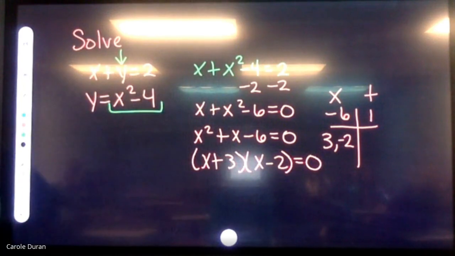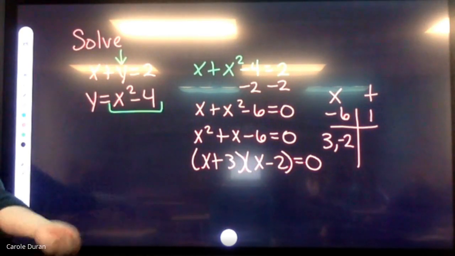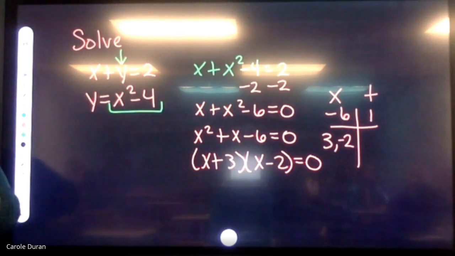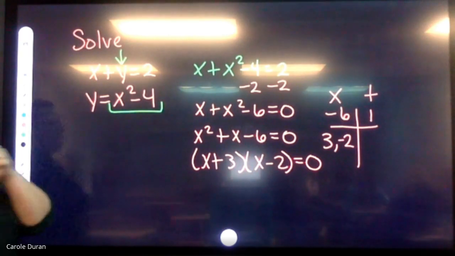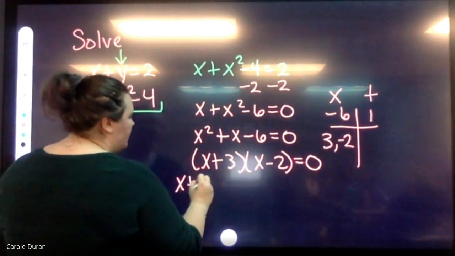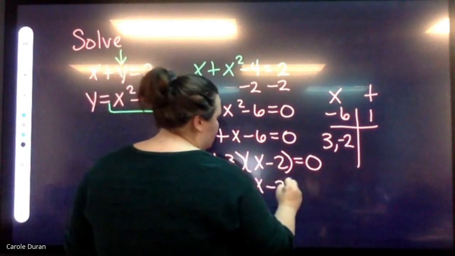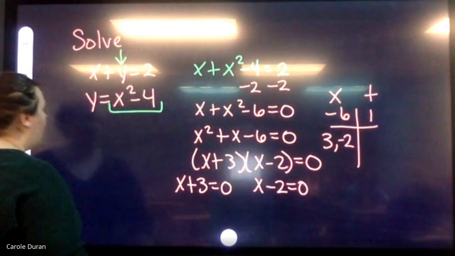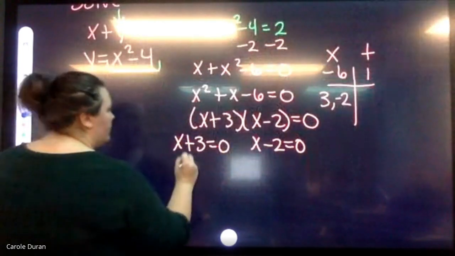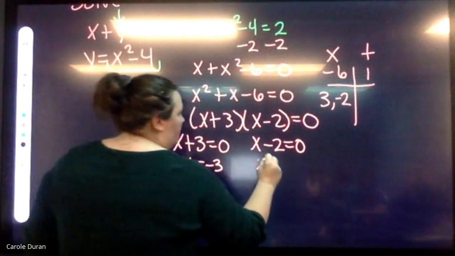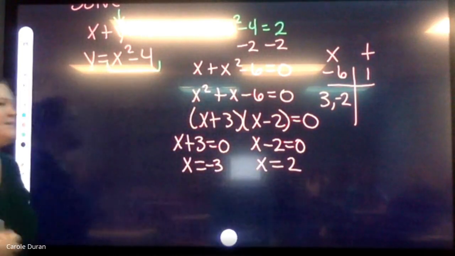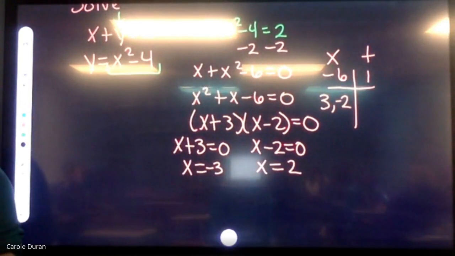How do I solve for what my x's actually are when it's in factored form like that? What am I going to do with each of those factors? Set it equal to 0 and solve. So I'm going to have x plus 3 equals 0, x minus 2 equals 0. I'm going to move these around so x is by itself. And then I have the x coordinates of my two solutions. These are just the x coordinates. I now have to find their corresponding y coordinate.